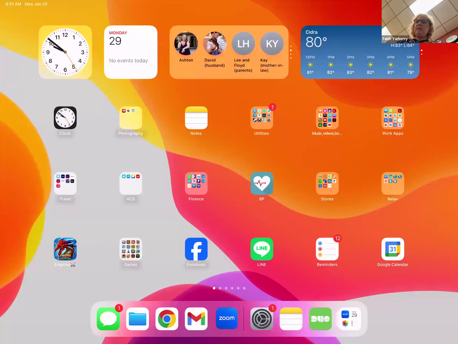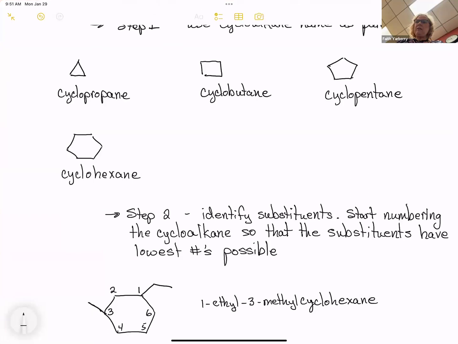Now what we're going to do is work on the lab. If you have the lab done, you can turn it in and leave. If you don't have the lab done, I'll help you figure out how to do isomers.